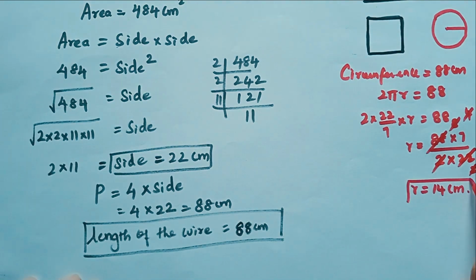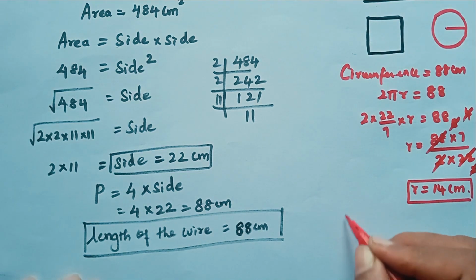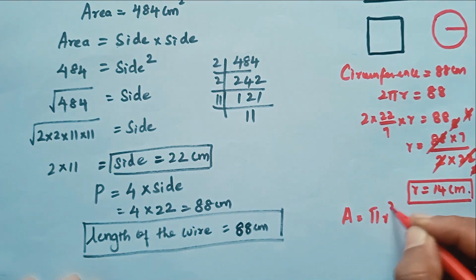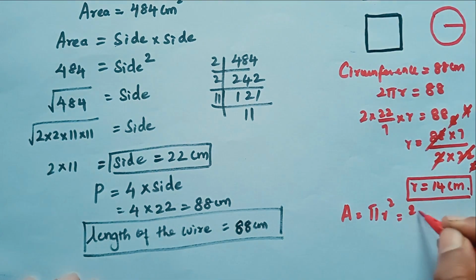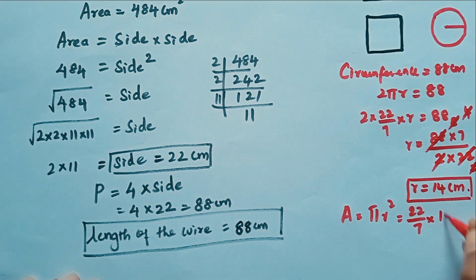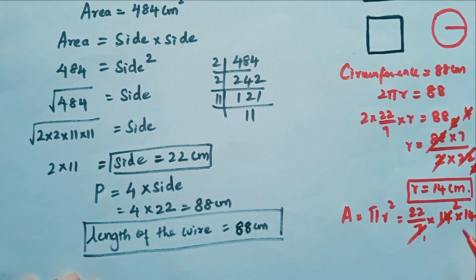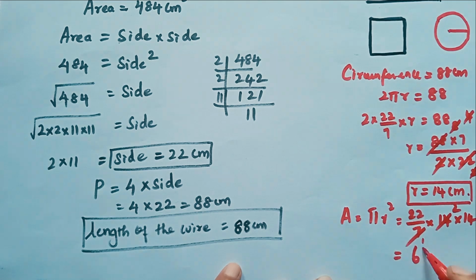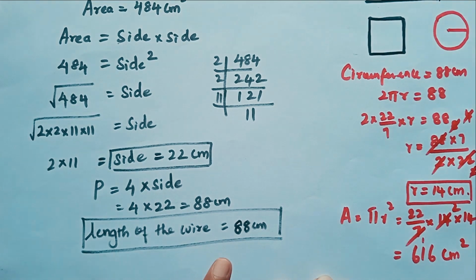Now we need to find the area of the circle. The area of the circle is equal to pi r square. Substitute 22 by 7 into 14 into 14. Cancel with 7 tables, 7 one time and 7 twos are 14. So when you multiply, you will get 616 centimeter square. This is the area of the circle.